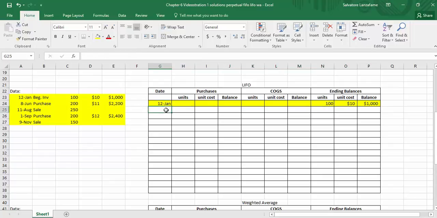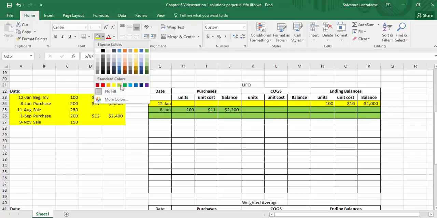The next thing, June 8th, we bought 200 at $11. And these cost us $2,200 to acquire. So now my balance, if you remember from up top, I have to show not only what I acquired, but what I had. I think I had put this in green.